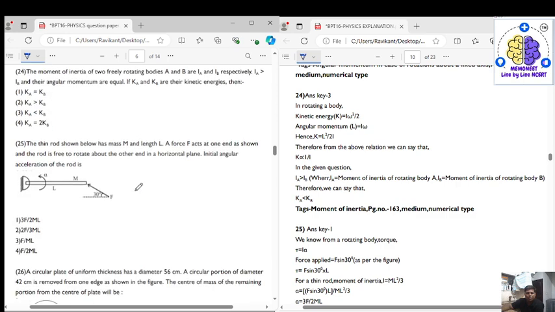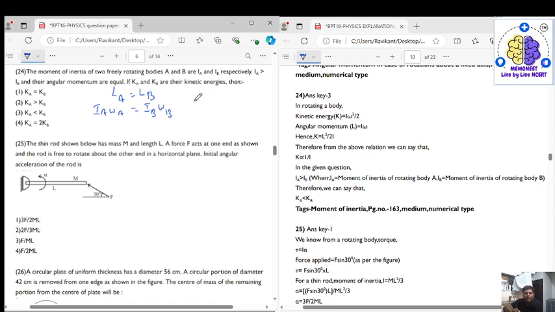Now question number 24. Question number 24 says the moments of inertia of two freely rotating bodies A and B are IA and IB, where IA is greater than IB, and their angular momenta are equal. That is, L of A is equal to L of B, so IA into omega A is equal to IB into omega B. Now, KA and KB are their kinetic energies, and they are asking about their kinetic energies.